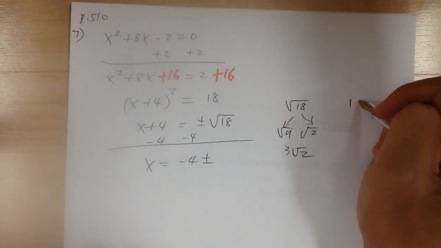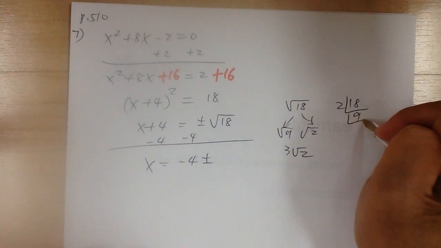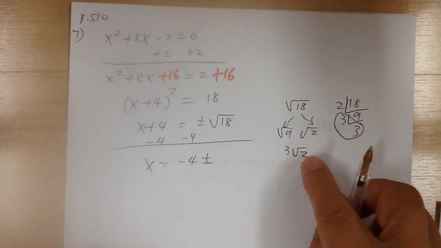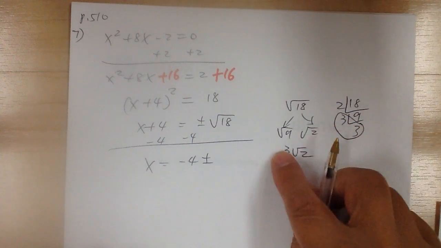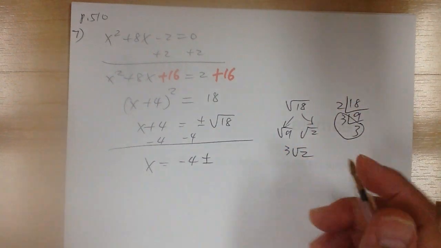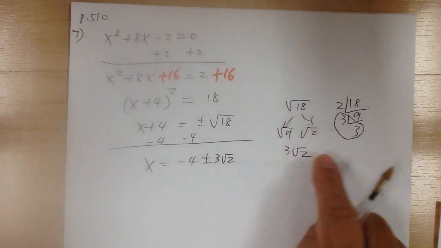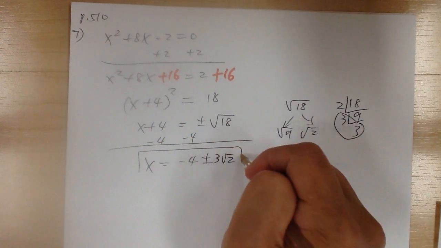Okay? Or you can do it this way. You get 2, 9, 3, 3. So you're going to get 2 of the radicand make an integer. Right? So again, you're going to get 3, and the leftover is the square root of 2. So either way, you can use either method, and you get that.